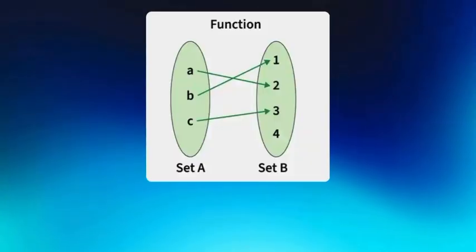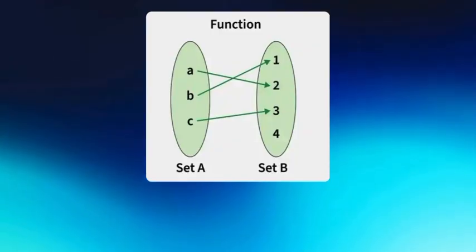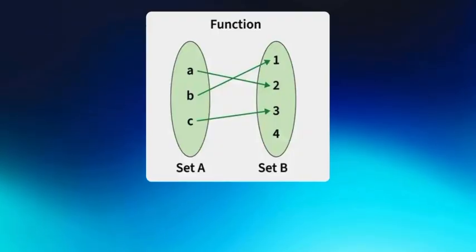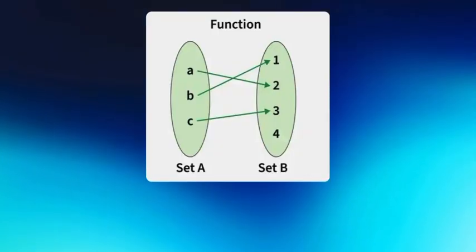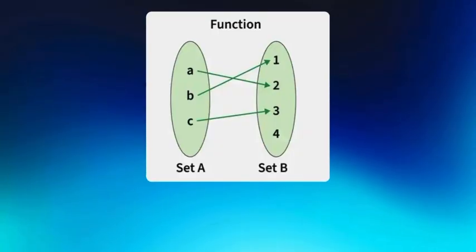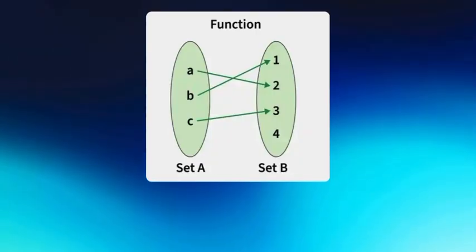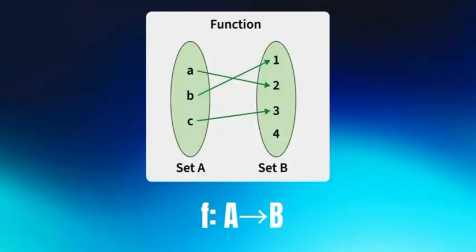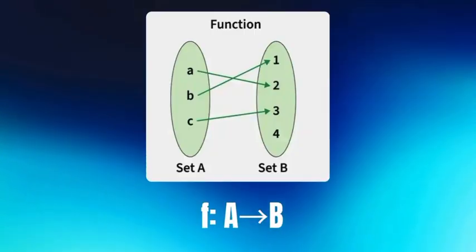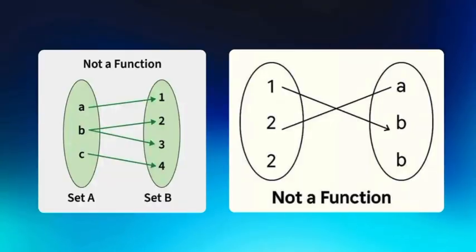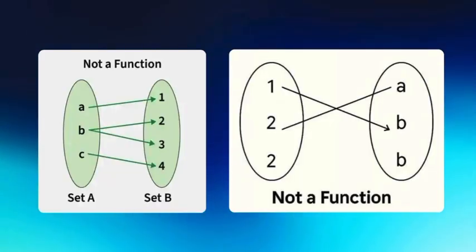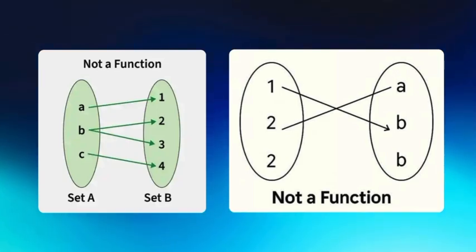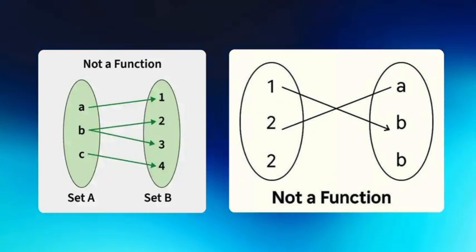Let's look at this mathematically. Imagine two sets. Set A, our domain, and set B, our range. For a relation to be a function, every element in set A must be matched with only one element in set B. We write this as f: A → B. If an element in A is left alone, or if it tries to point to two different outputs in set B, it's not a function anymore.